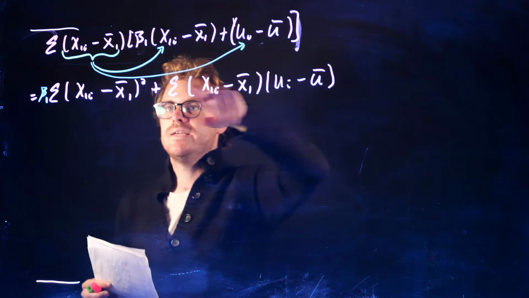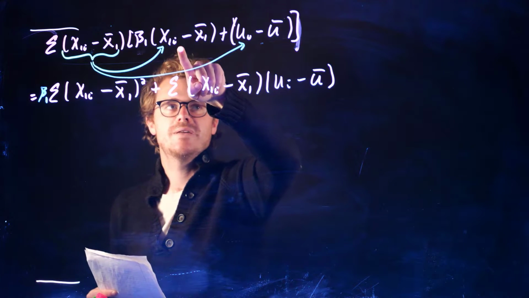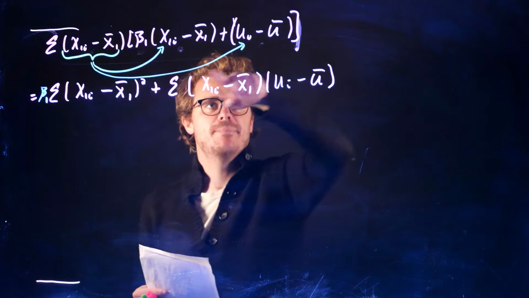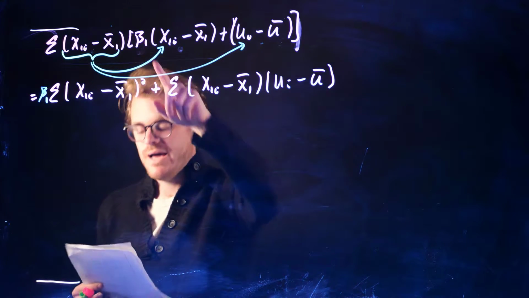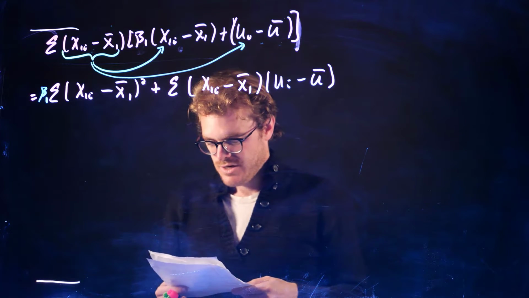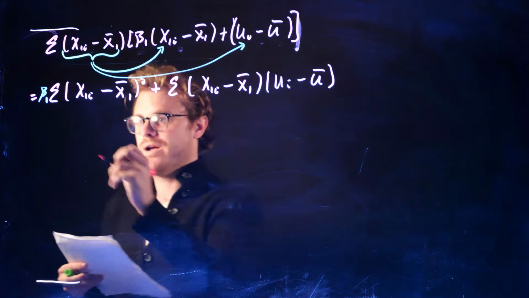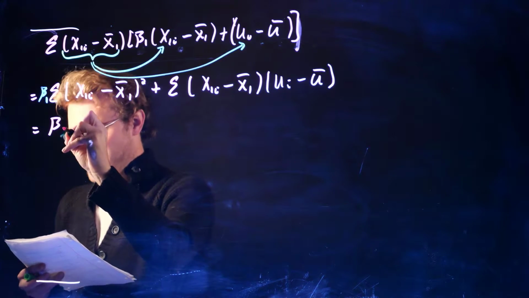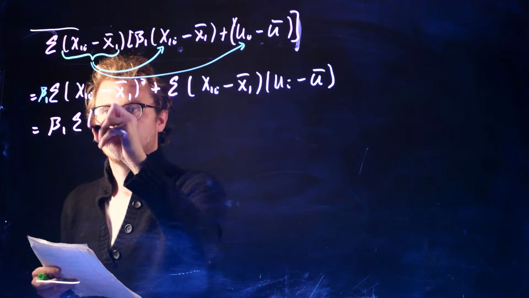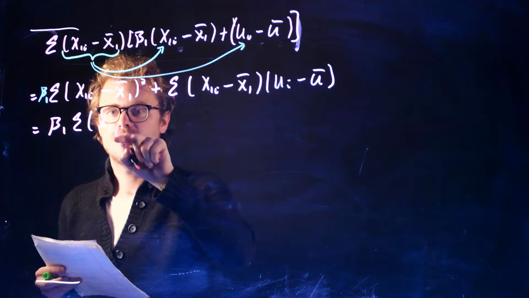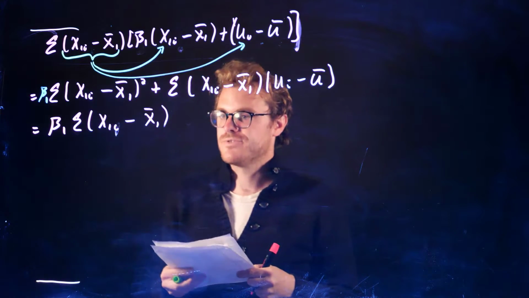All right, so that's what we did here. We multiplied this first bracket by this first term in the big square brackets, and then by that second term, and then we took this beta 1 out of the sum because we're multiplying by a constant. Okay, so now we're getting there, don't worry. So equals beta 1 times the sum of x1i minus x1 bar. So that's remaining the same.